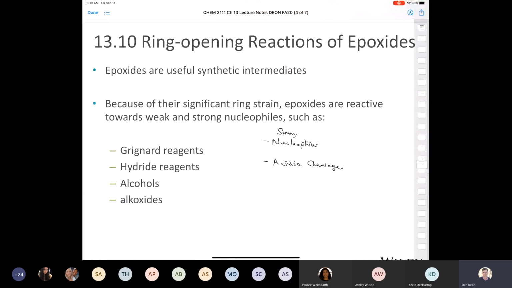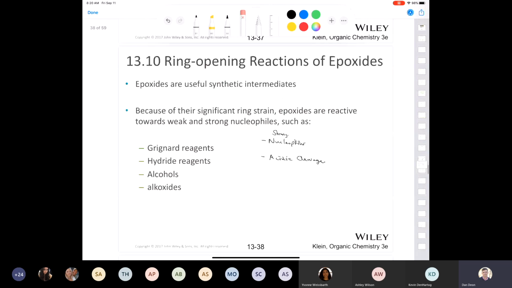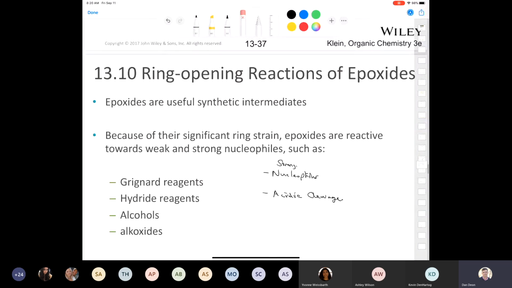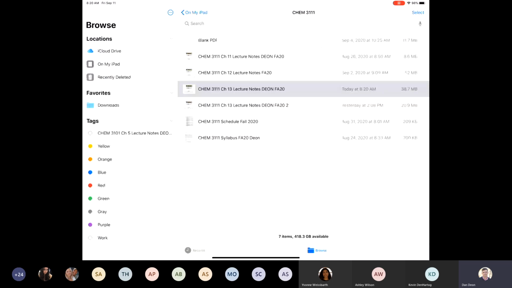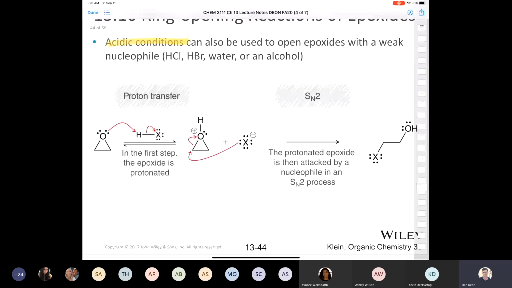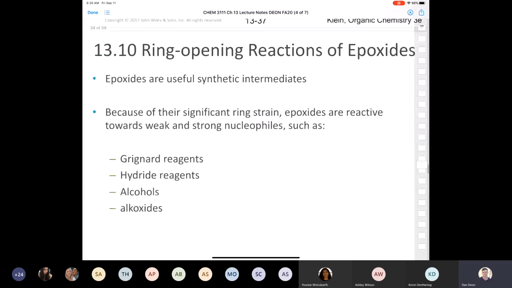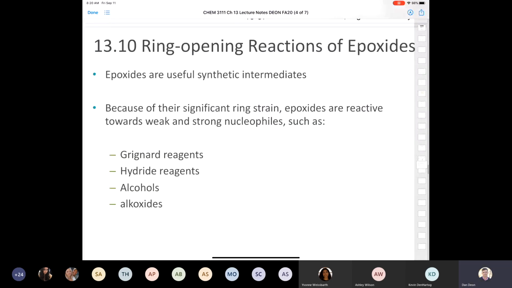So let's move on. And this is really what I wanted to mention to you guys on Wednesday morning: on Friday, we're going to talk about ring opening of epoxides. And I'd say this is the major part of today's lecture. It's not mind-boggling or anything, but you have to understand that there's a couple of different ways that we open epoxides. So it says here, epoxides are useful synthetic intermediates.